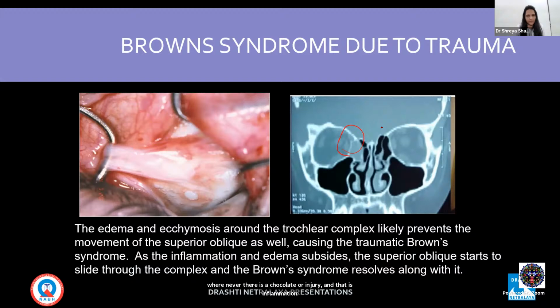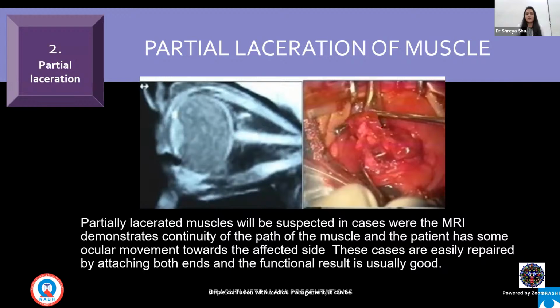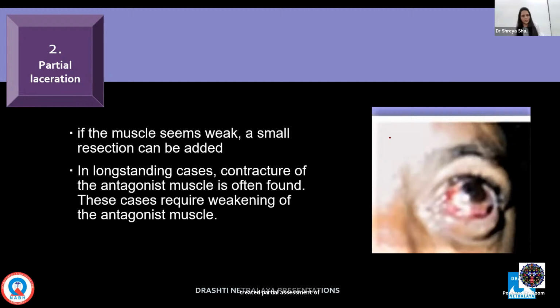Partial laceration of muscle, usually you are able to see the muscle part. So you are able to stitch it and it gives good movement. But sometimes later on, in long-standing cases, contracture of the antagonist muscle also happens. So this case sometimes requires weakening of the antagonist muscle along with that.